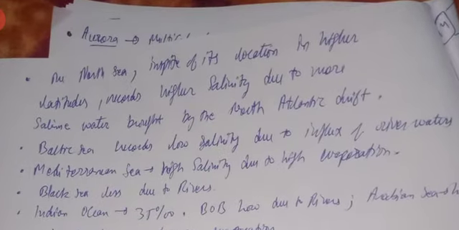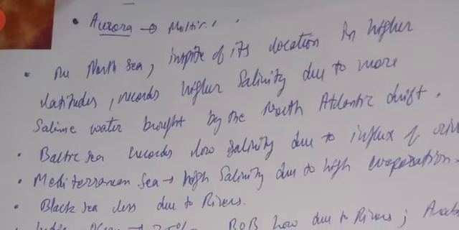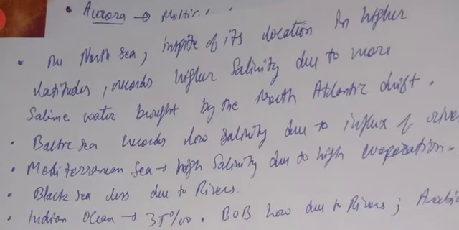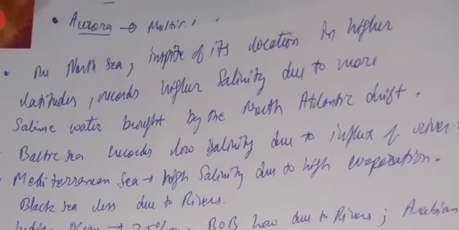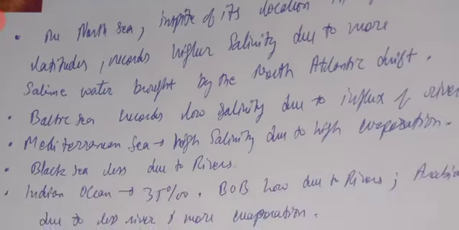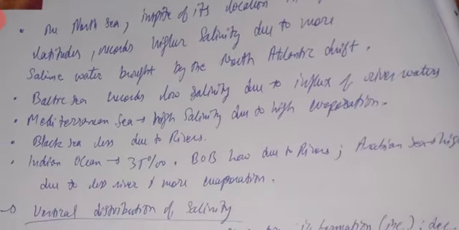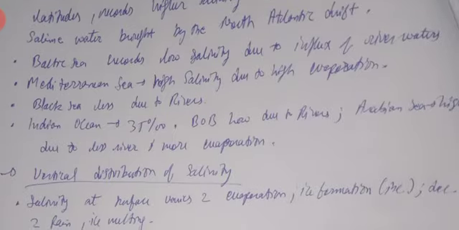The North Sea, in spite of its location in the higher latitudes, records higher salinity due to more saline water brought by the North Atlantic Drift. So why does the North Sea, in spite of its location in the higher latitudes, have more salinity? Because of more saline water brought by the North Atlantic Drift. The Baltic Sea records low salinity due to the influx of river waters. The Mediterranean Sea has high salinity due to high evaporation. The Black Sea has less salinity due to rivers.